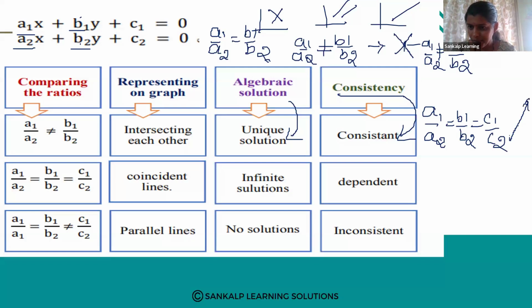One line comes like this. Second line also overlapping on this line only. That means these two lines are coincident lines. Next, algebraic solution is how many solutions it has? It has infinite number of solutions. Okay. See, this is very, very, very important. Infinite solutions, unique solutions, no solutions. Okay. So pair is dependent. How the pairs are? The two pairs are dependent.